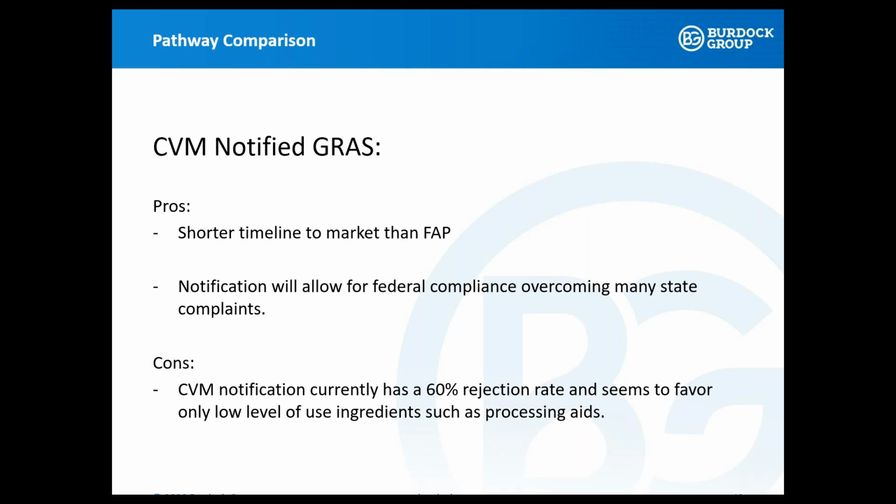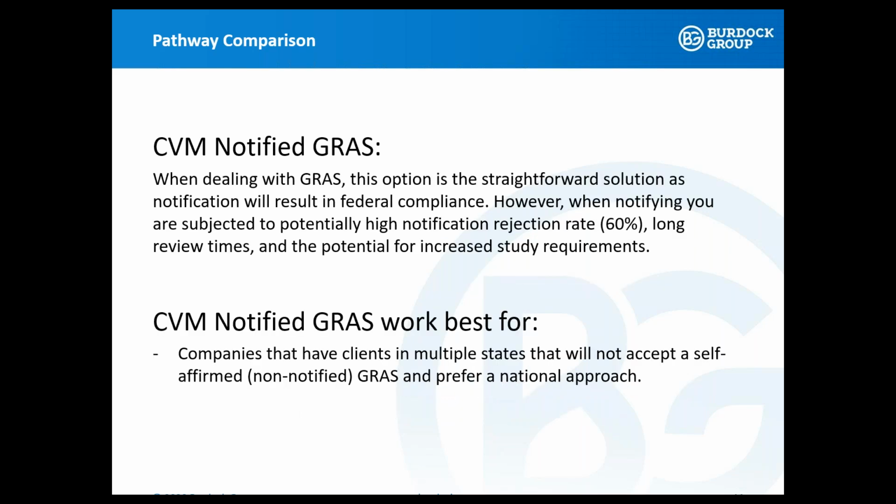So once again, sometimes you don't have a choice. When dealing with GRAS, this option is the straightforward solution, as notification results in federal compliance. However, when notifying, you are subjected to potentially high notification rejection rates, long review times, and the potential for increased study requirements. Again, CVM notified GRAS works best for companies that have clients in multiple states that will not accept the self-affirmed GRAS and prefer a national approach to their approval. It's a little bit less conservative than FAP, with faster time to market, but it will take care of that federal compliance.